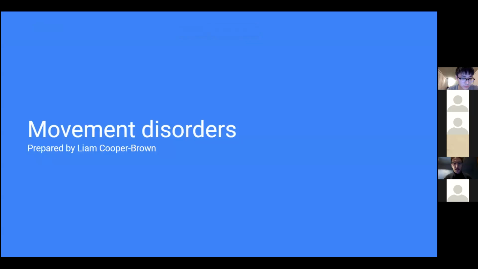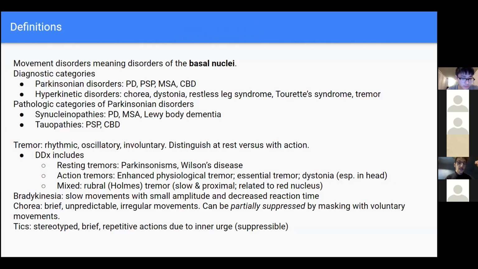So I'm going to be presenting movement disorders. Let's get into it. Essentially, movement disorders, what we're denoting in this context, are disorders of the basal nuclei or basal ganglia. I tried to break it down into diagnostic categories. So you have the Parkinsonian disorders and you have the hyperkinetic disorders. Within Parkinsonian disorders, you have Parkinson's disease and then the Parkinson's disease confounders that we'll get into later on. And in hyperkinetic disorders, you really think of chorea, but also tremors, restless leg syndrome, dystonia, Tourette's syndrome.